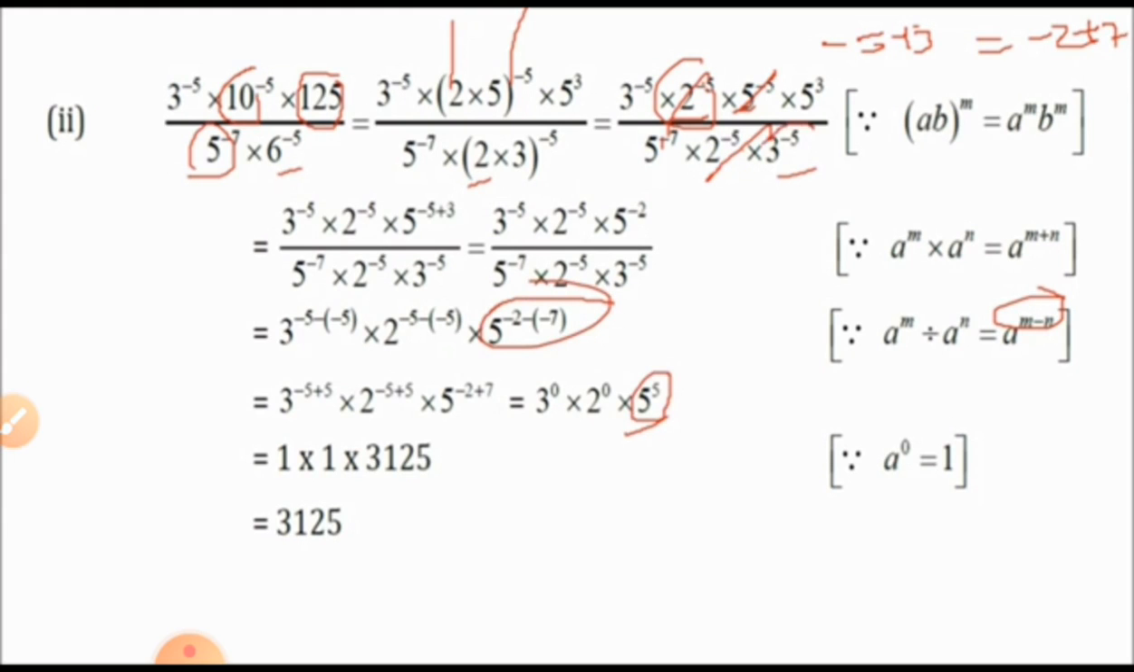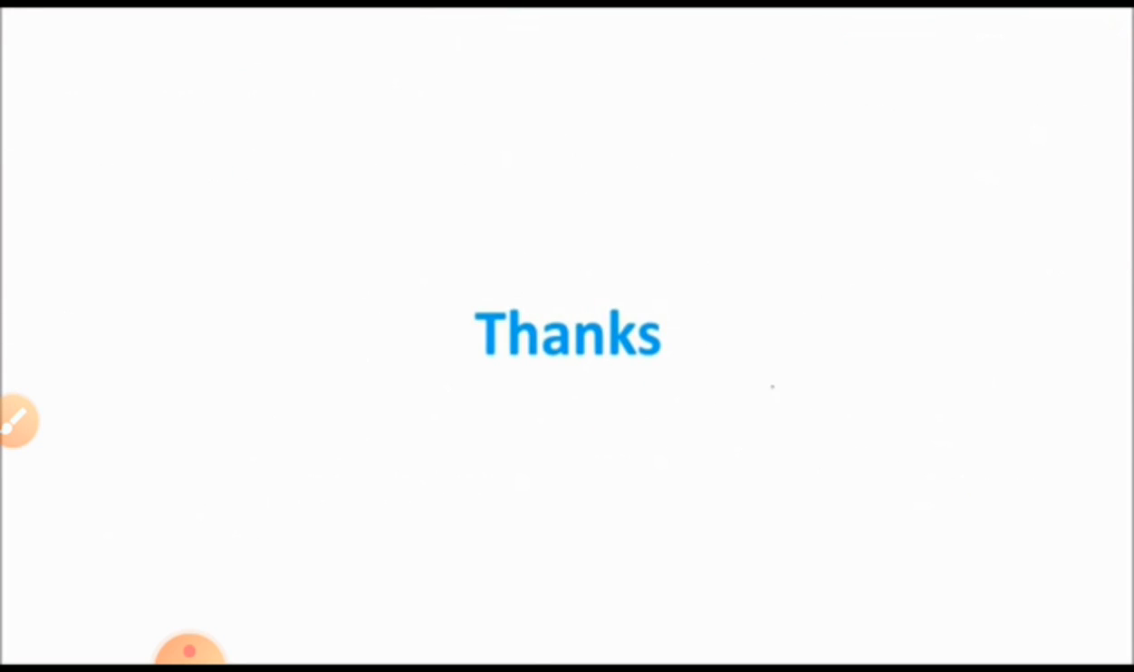Check out what I did. Yes, 5 raised to minus 2 minus 7, minus minus plus. That's why here is the 5. And 5 minus 5, this gives us 0. 3 raised to 0, sorry, multiplied by 2 raised to 0, multiplied by 5 raised to 5. That means 1 into 1, multiplied by 5 raised to 5.